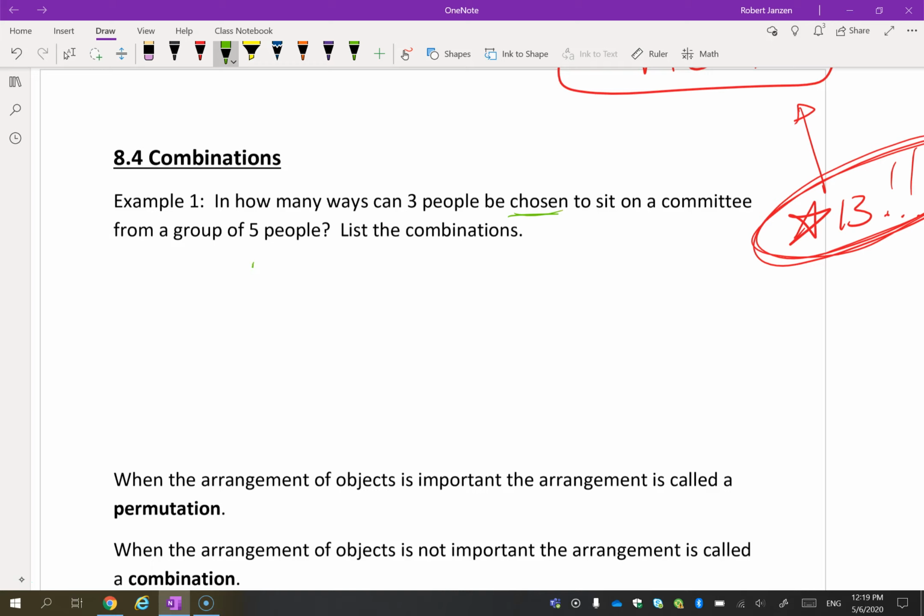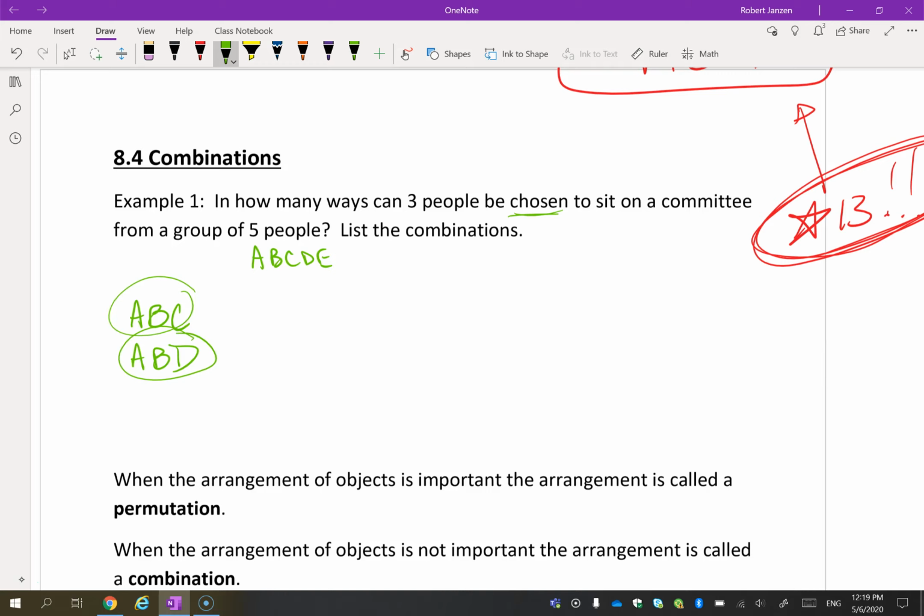So let's think of those 5 people as being A, B, C, D, E. There's 5 people. Okay, now I'm going to pick 3. You tell me if you think these are different groups. Is this a different committee? Sure it is. There's different people on that committee. These 3 are different than these 3.